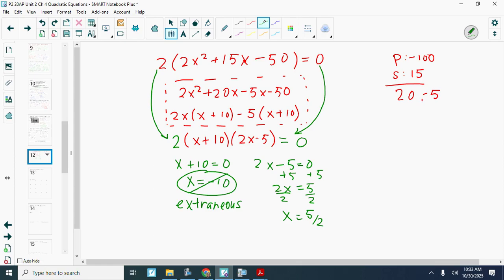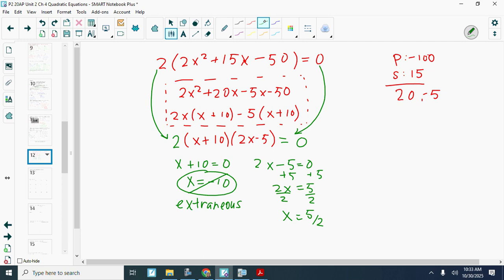But I just want you to understand why it's extraneous. We don't always just pick the negative number. It really depends on the context of the question. There might be a question where the negative number is the correct solution and the positive one is extraneous. So don't always go after the negative one. Just make sure that you understand the context.